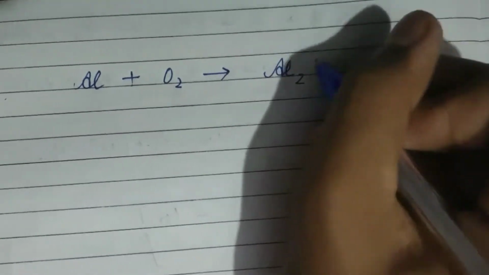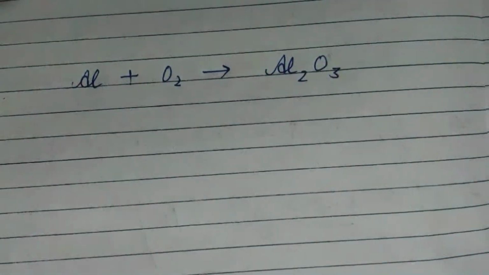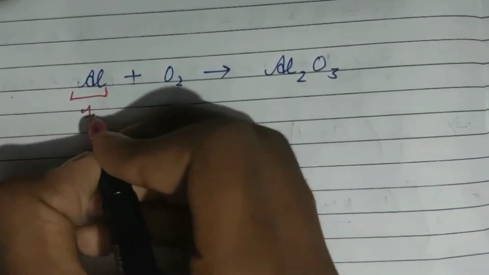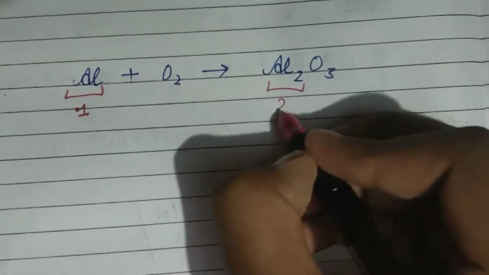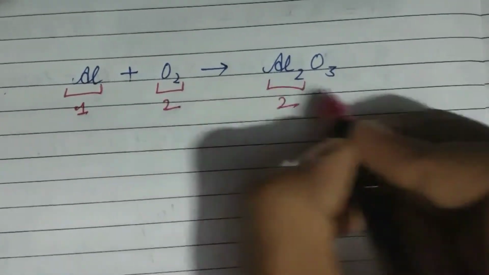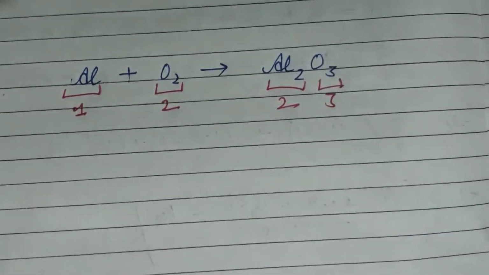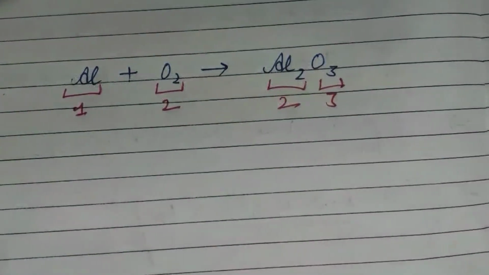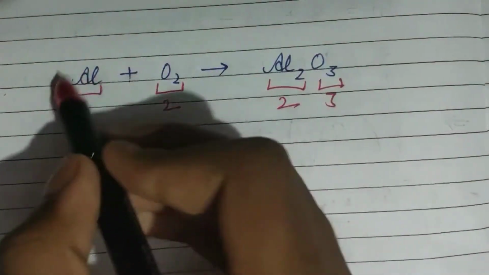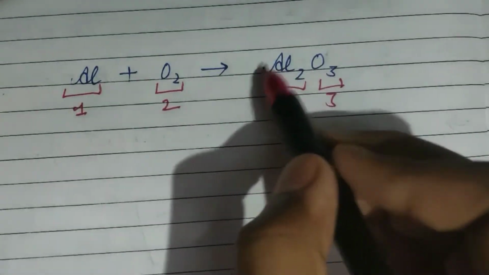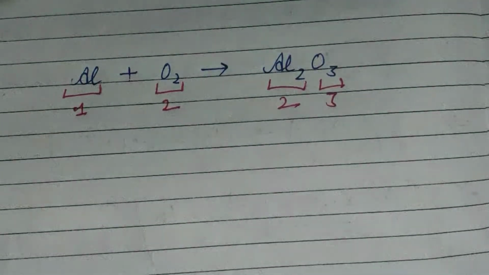So let's take a very simple chemical equation, which is aluminium combines with oxygen to produce its oxide, which is Al2O3. So here, as you can see, in the reactant side aluminium is just 1, but at the product side it is 2, while oxygen here is 2 and here 3. So we just have to think what should we multiply aluminium or oxygen or aluminium oxide with to make this equation balanced.